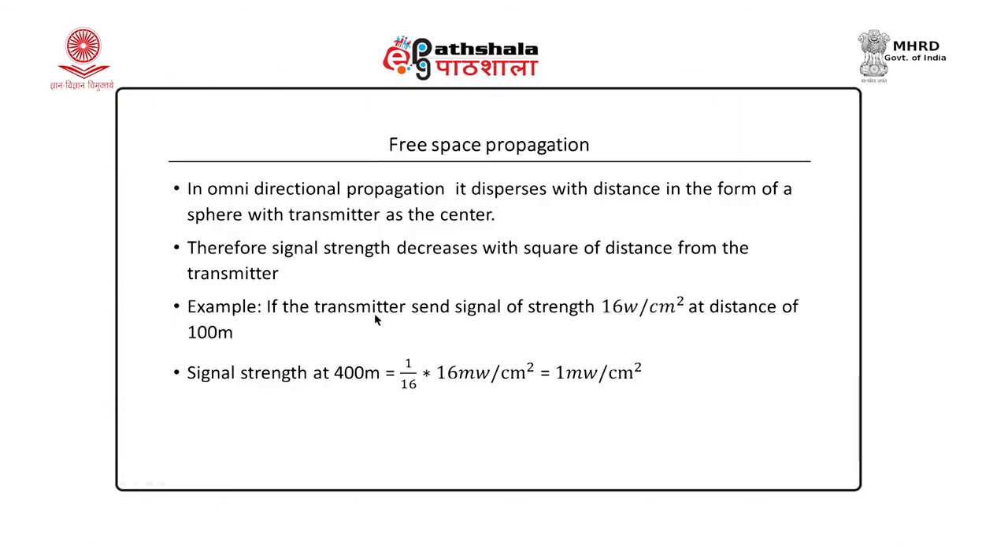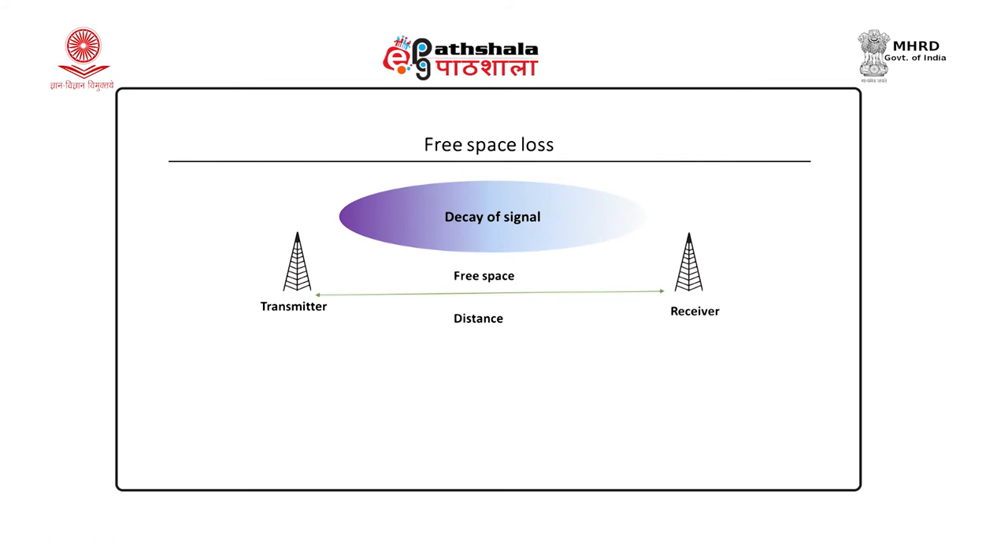For example, if the transmitter sends a signal of strength 16 watt per centimeter square at the distance of 100 meter, what will happen to the strength of the signal at the distance of 400 meter? The distance has increased 4 times. So as per the inverse square law, the strength should decrease 16 times, because the strength is inversely proportional to the square of distance. So what you will get? The resultant signal is just 1 watt per centimeter square. You can see in the diagram that as you go away from the transmitter to the receiver, even though there is free space, even though there are no obstacles, there is decay of the signal with the distance.